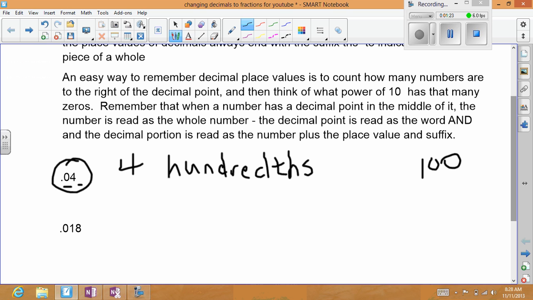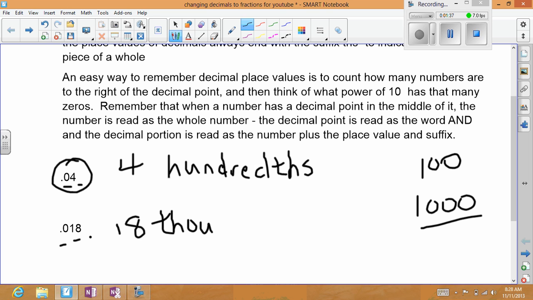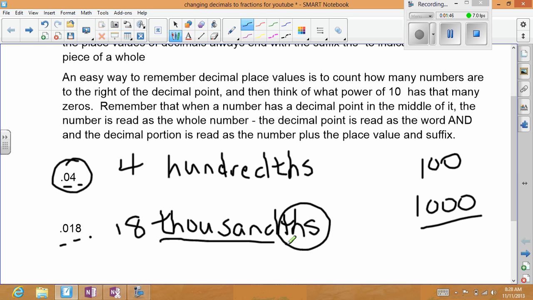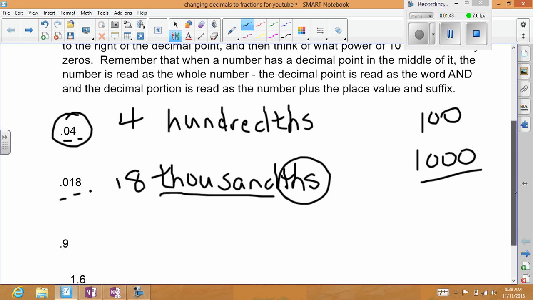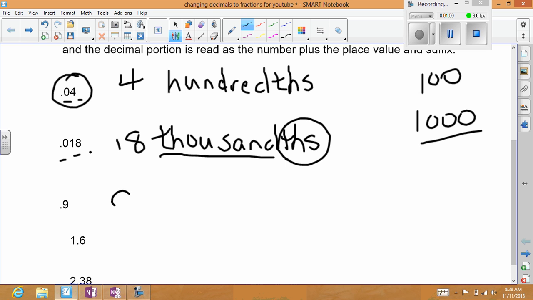Okay, next one. I would read the number as I normally would, 18, but then I look here and there are 3 places, so I need to think about what number has 3 zeros. Well, that of course is 1,000, so this number is read 18 thousandths. So I write the number 1,000 like I normally would, but then I add that THS to show that it's a decimal number. Okay, the next number is 7, 1 place, so 10, 7 tenths.